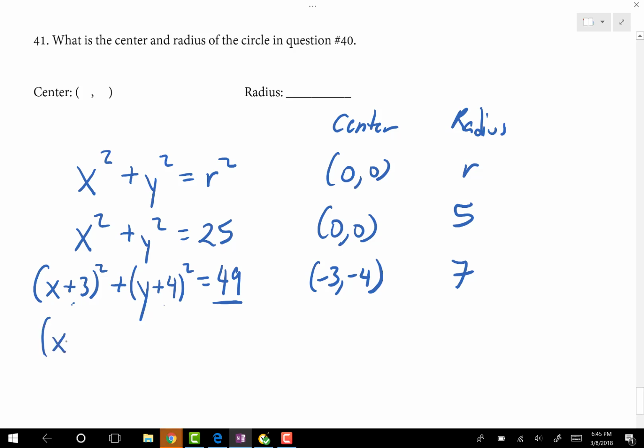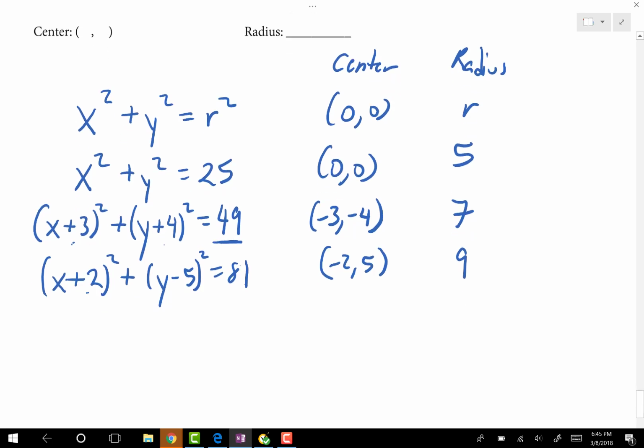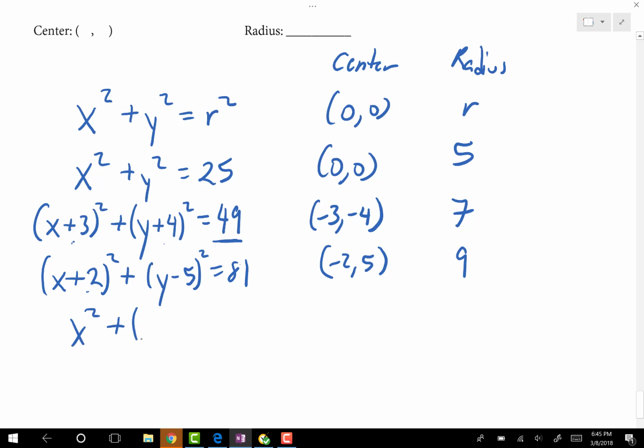So if you had something like (x plus 2) squared plus (y minus 5) squared equals 81, your center would be negative 2 and a positive 5. Swap in those signs, and the radius would be the square root of 81, which is 9. If you had x squared plus (y plus 3) squared equals 100, your center, the x wouldn't have moved, so that's 0, and then the y would have been a negative 3, and the square root of 100 is 10. So that's kind of the background.